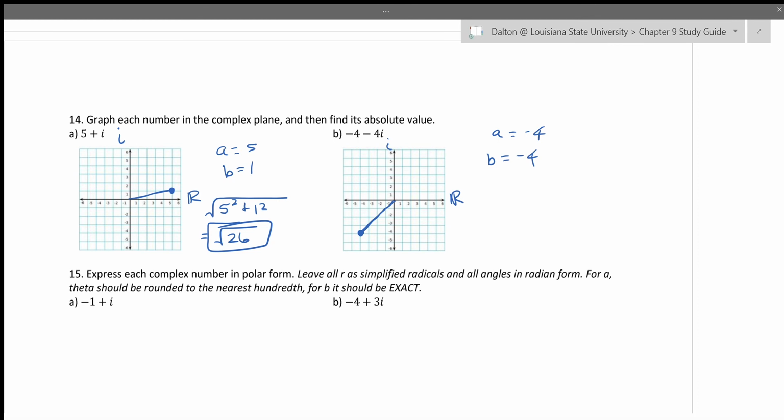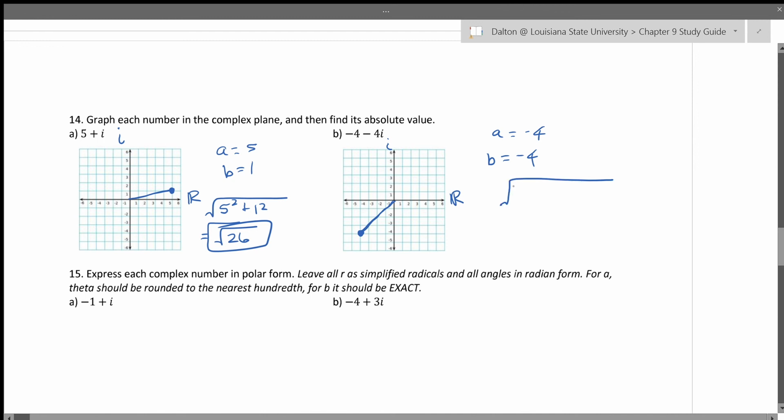To find its absolute value, we will take the square root of -4 squared plus -4 squared, which is going to equal the square root of 16 plus 16, which is 32, right? Breaking up, the square root of 32 is the same thing as the square root of 16 times the square root of 2, which will reduce to be 4 square roots of 2.